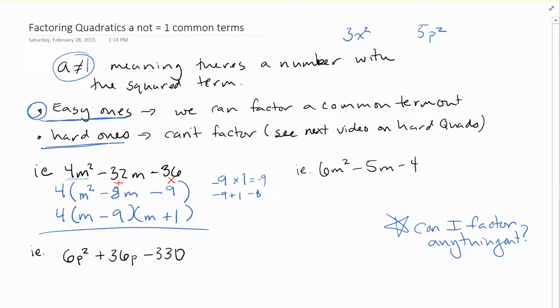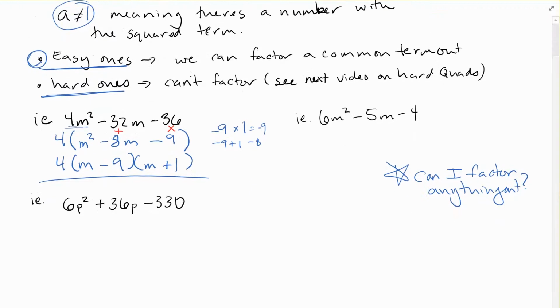So again, I noticed that there was a common factor before. I factored it out the front in the first case, and then same as before, what times is to the last term and adds to the middle term. If I look at the next example, I see 6p squared plus 36p minus 330. I notice here that I have a number with my p, so I'll then ask myself, can I factor anything out? And it looks like I can. If I take a 6 out of this, I can take a 6 out of that one, and I think I can take a 6 out of that one as well.